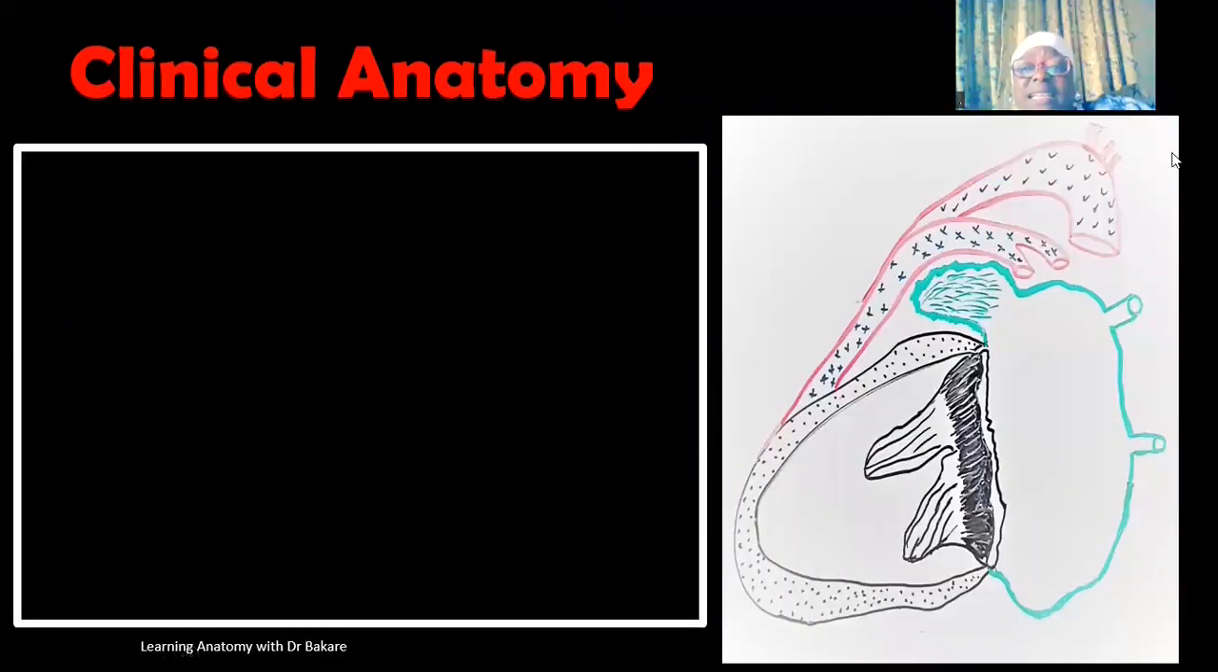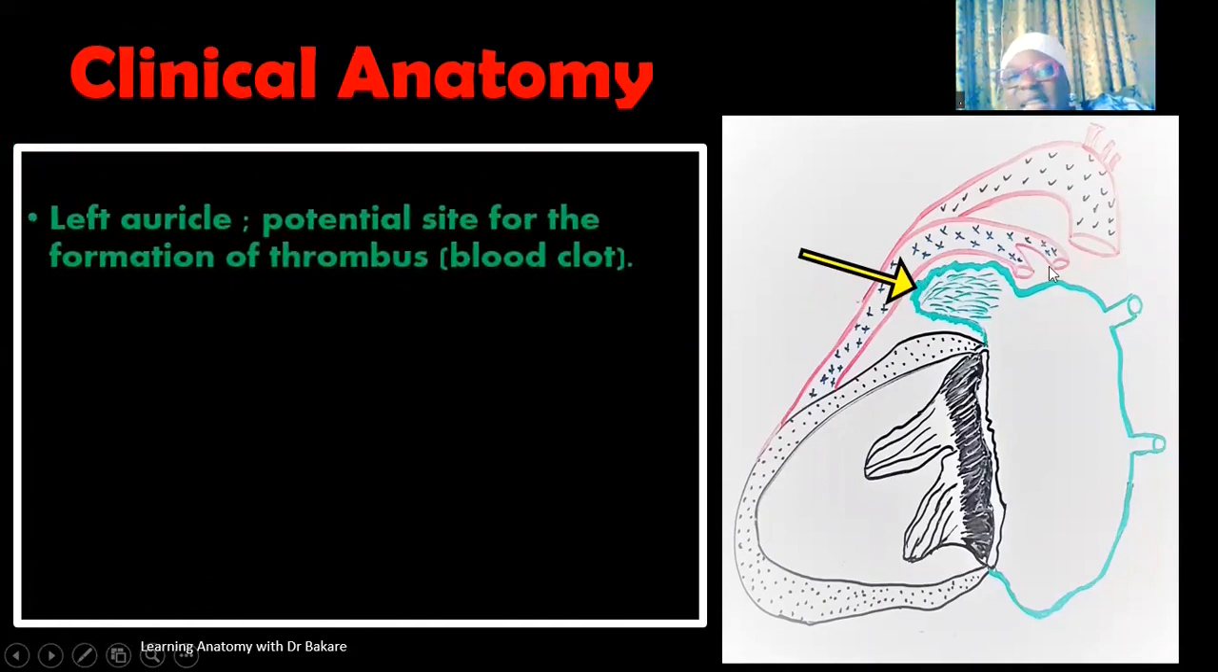So let's look at clinical anatomy. And remember, this is the left auricle, which is an out-pouch or an extension that is created in the anterior half of the left atrium. This out-pouch is a potential site for the formation of thrombus, which is blood clots, because of the roughness that is presented within the cavity of the left auricle. Remember we said that generally the wall of the left atrium is seen to be smooth, except this region that appears to be rough because of the deposition of muscular ridges that is formed by the pectinate muscles.